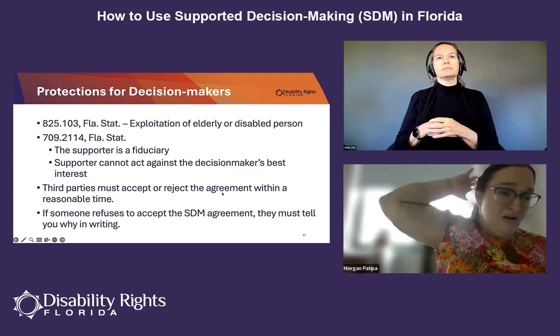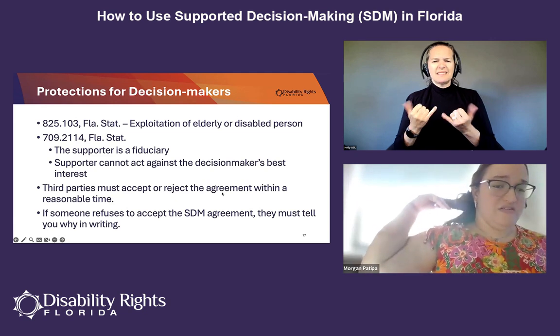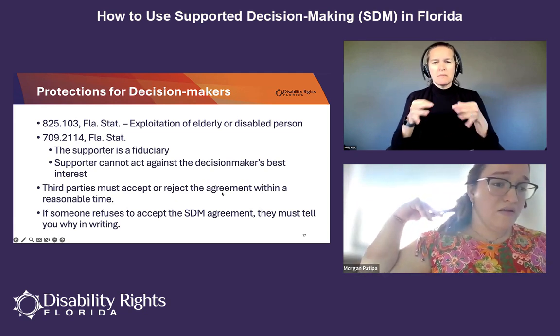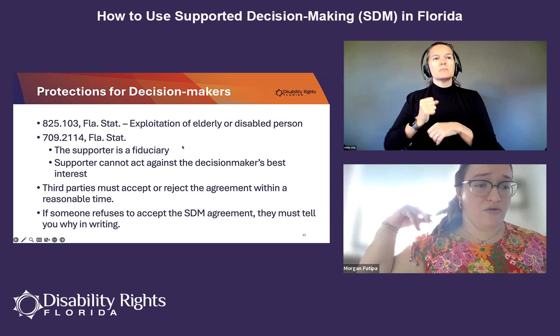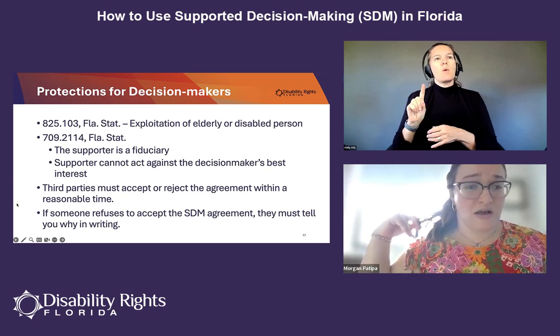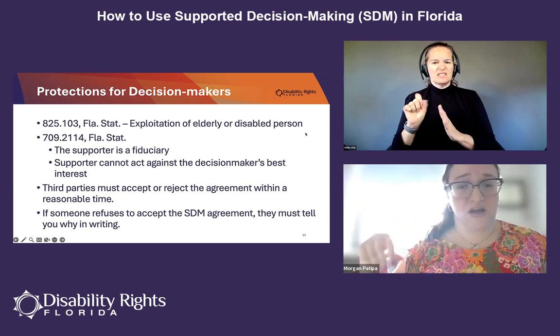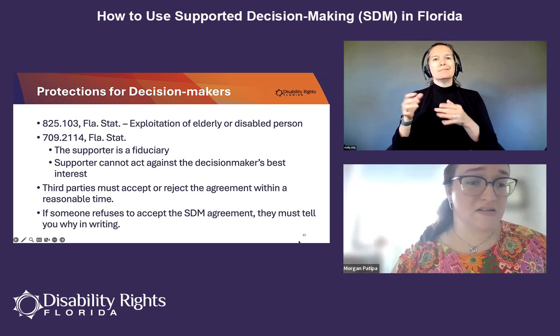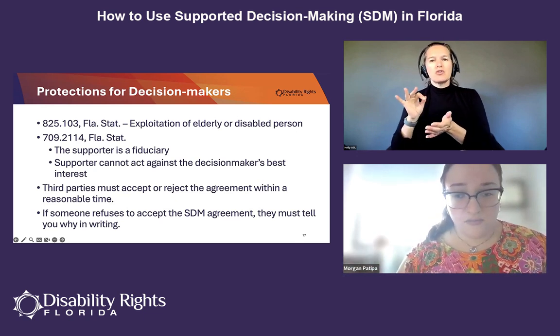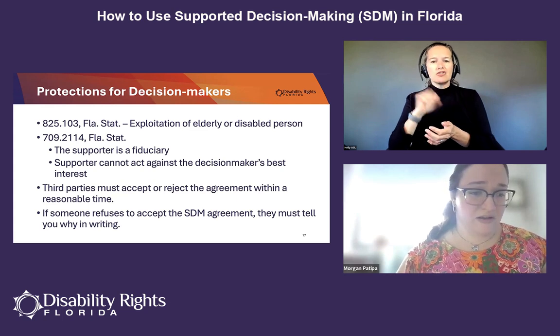So let's get more into protections for decision makers, right? So in section 825.103 of the Florida statutes, we deal with exploitation of the elderly or disabled persons, and my goodness, I'm sorry if you can hear that. I'm getting a call.